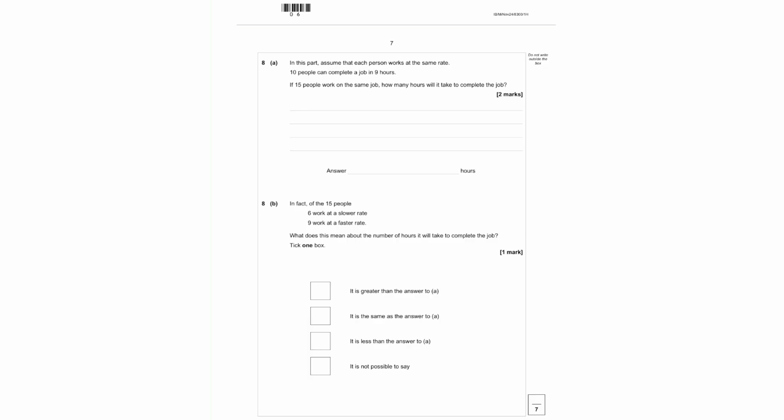So what I'm going to introduce is a concept called person hours. So in person hours, if we have 10 people and they can do a job in 9 hours, that means the amount of work they can do is 10 times 9, which equals 90 person hours, which I'm just going to call PH. So the question now is, if we want to work out how many hours it will take to complete the job with 15 people, we simply just have to divide 90 by 15.